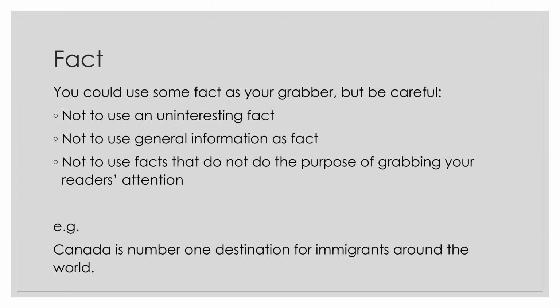Fact. You could use a fact as your grabber, right? Some fact. When you do so, make sure that you do not use an uninteresting fact, because the job of a grabber is to make your reader interested, not to give information. All right? So when you're using a fact, make sure the fact is interesting. Don't use general information as fact. If people know it and it's general information and it's a fact, don't use it. It's not interesting. And do not use facts that do not serve the purpose of grabbing your reader's attention. That's the job of the grabber. Make your reader interested. That's it. That's all. Example, Canada is the number one destination for immigrants around the world. That's a fact. And it's interesting. Maybe. I think so.